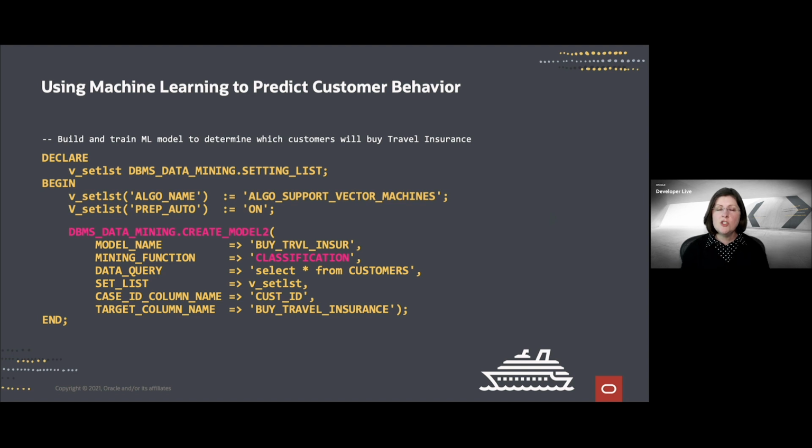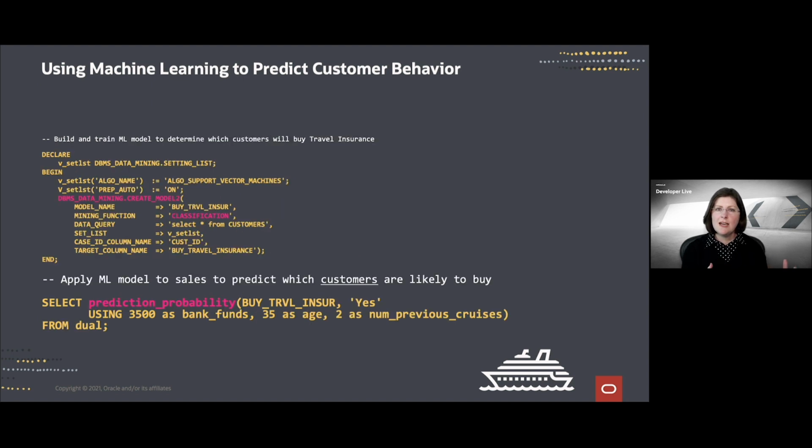If you didn't know which algorithm to take advantage of, don't worry. That's what AutoML is for. It'll help you do that. But once I've built my model and I've trained it on my historical data, then I can take advantage of that model by using a very simple SQL command that you see there on the screen.